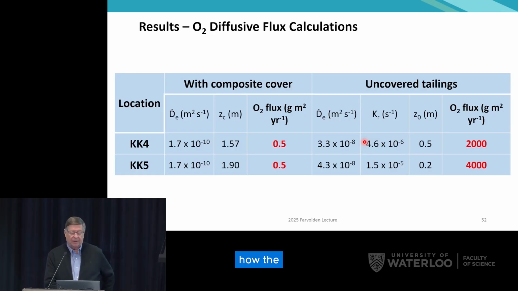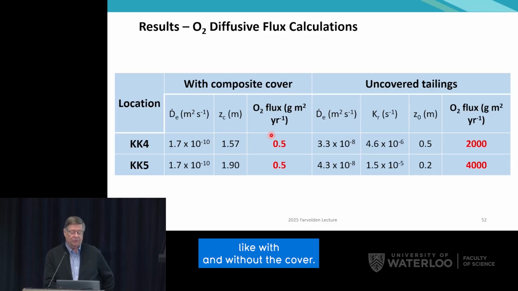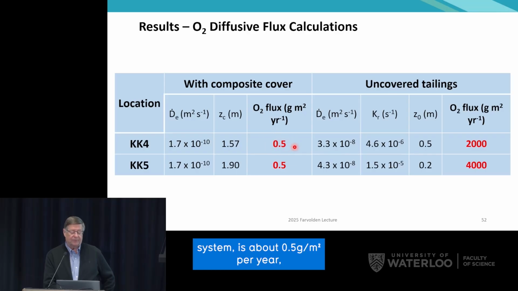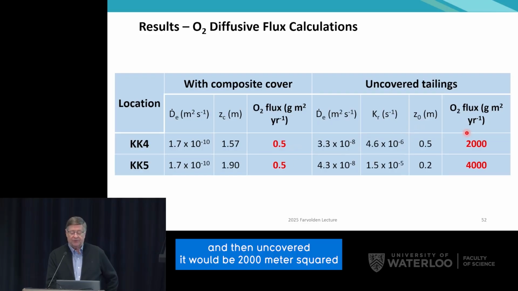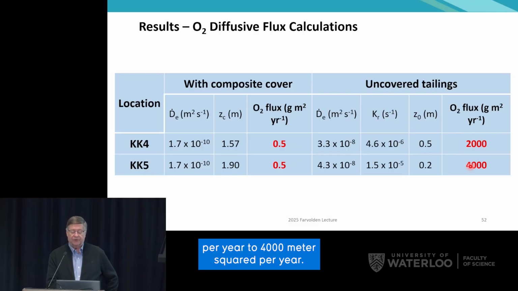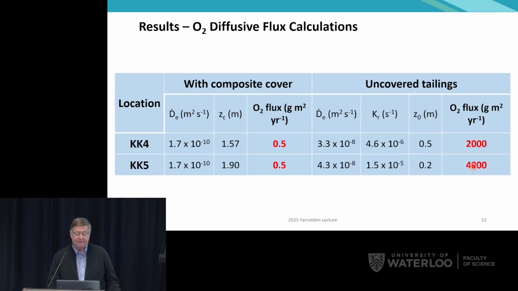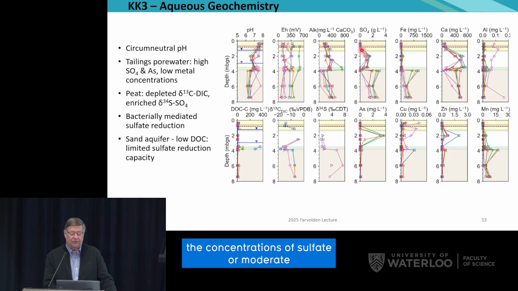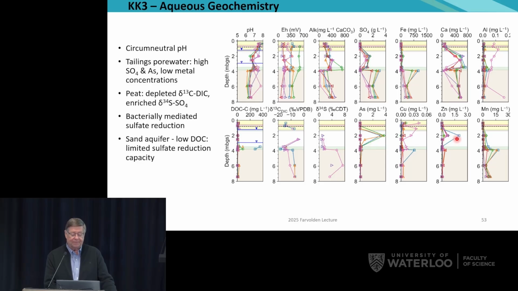So we looked at how the cover would perform, or what the system would be like with and without the cover. With the cover, the oxygen flux, even in the partially covered system, is about 0.5 grams per meter squared per year. And uncovered, it would be 2,000 to 4,000 grams per meter squared per year. And that's had a profound effect on the water quality. So below the cover, the pH is near neutral. The concentrations of sulfate are moderate. Concentrations of things like iron and copper are low, but we see elevated concentrations of things like arsenic and zinc.